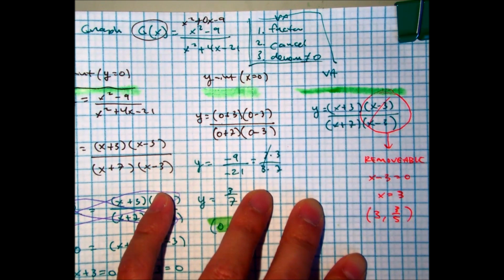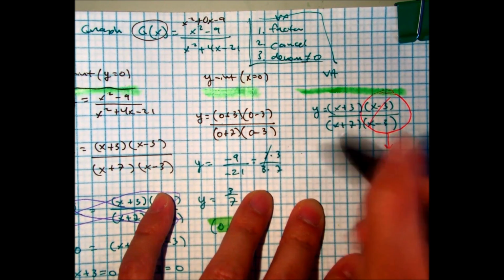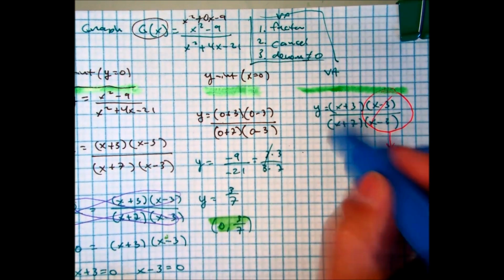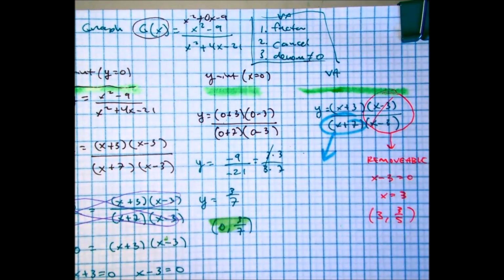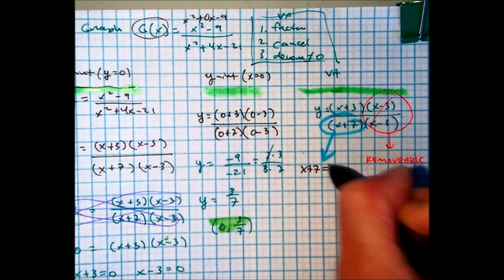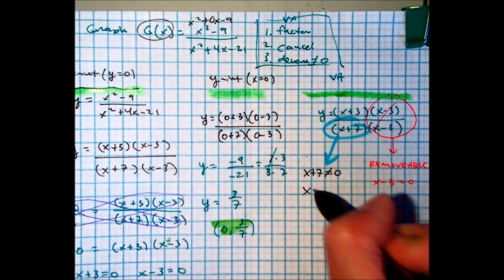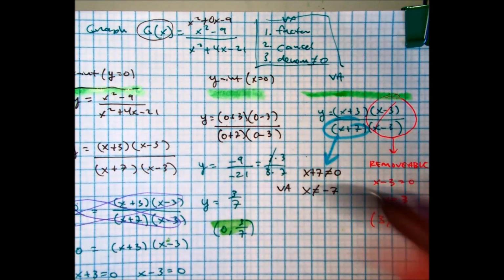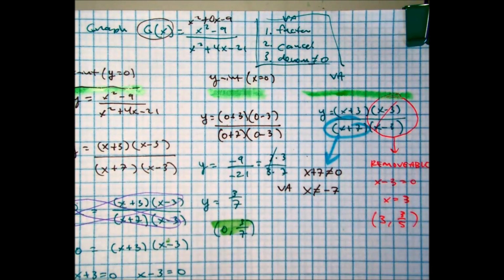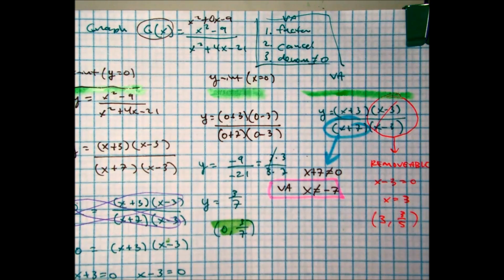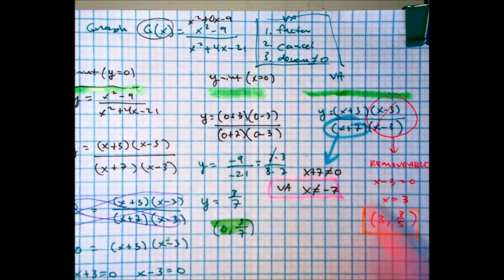The vertical asymptote, we set the denominator equal to 0. So I use a really obvious color. And notice how I'm not using the canceled factor. So x plus 7 is not equal to 0. Subtract 7, x is not equal to negative 7. This is my vertical asymptote. I'm marking these in different colors, so when we graph our rational function, you can see this.